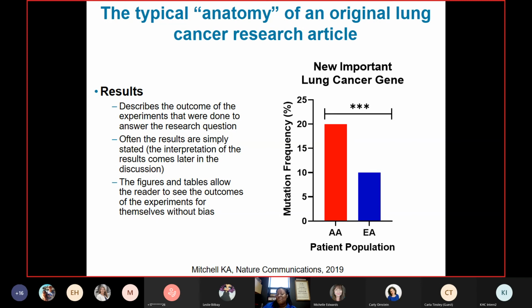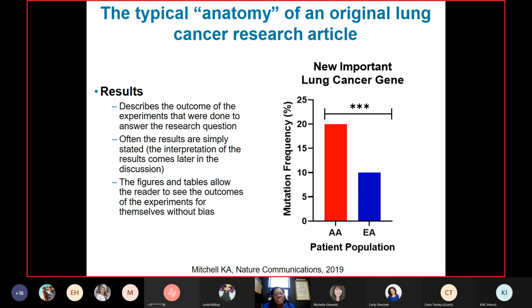So it describes the outcome of experiments, right, that were done to answer the research question that was brought up in the introduction. And a lot of times the results are just stated. So it's just a sentence that says, this is higher than this, this level is lower than this. You don't interpret the results in that section. That actually comes in the discussion. So don't be surprised when you're reading a paper and you think, okay, well, what does this mean? You just gave me this graph, because that is going to come later on in the research article, and that's standard and common.